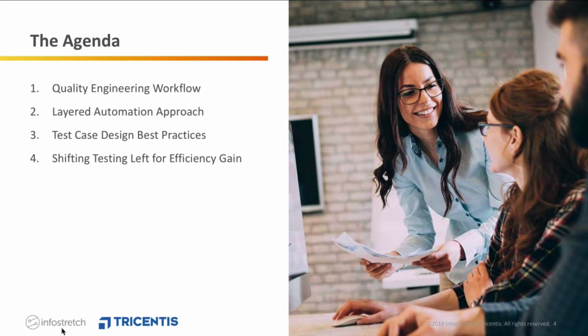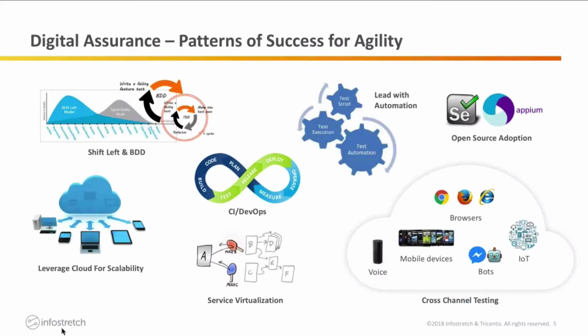So let me quickly go over the agenda. Like you see, I'll be sharing the session with Thomas from Tricentis, so we'll be splitting the agenda. I'll be covering, to begin with, what I see from my experience working with multiple enterprises: the quality engineering workflow and what kind of changes are happening. Then the last couple of bullet points will be covered by Thomas. Right, so moving along.